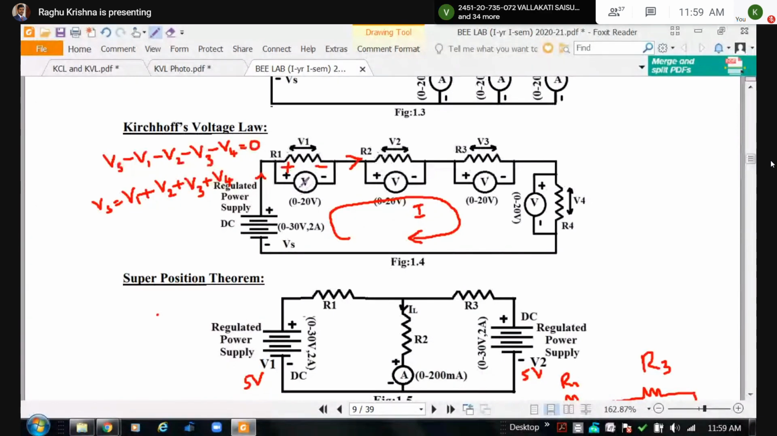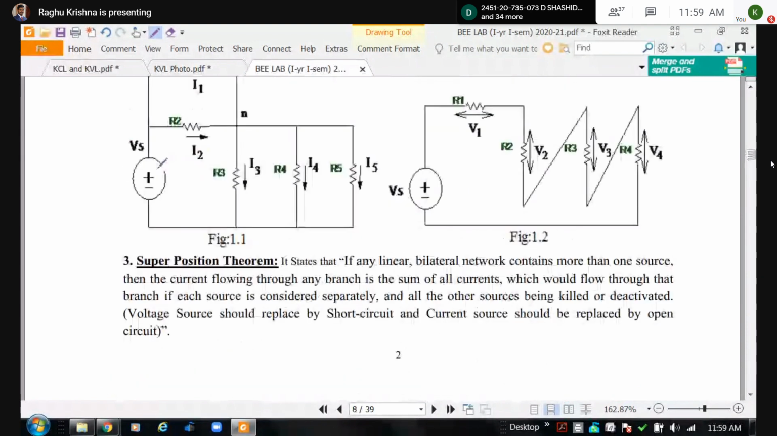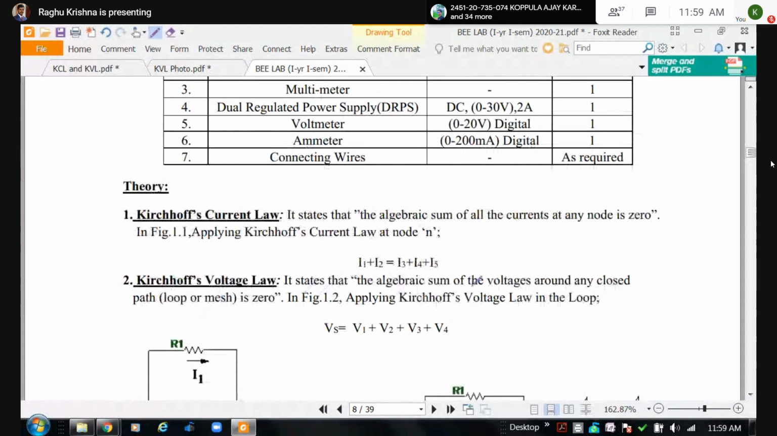So Kirchhoff's voltage law. The statement of Kirchhoff's voltage law says that the algebraic sum of voltages around any closed path is zero. That closed path is called a loop or mesh. There is a small difference between a loop and a mesh: a loop can be divided into further meshes, but a mesh cannot be subdivided.